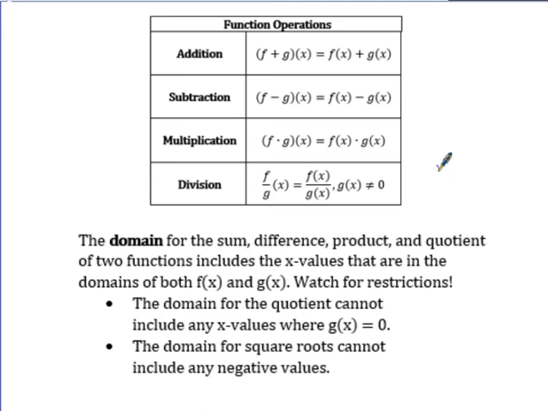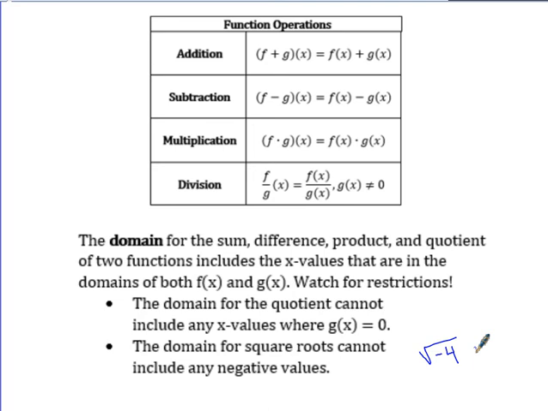One of those things would be a square root. We know that if I have the square root of -4, that's an imaginary number, that's not a real number. We're not going to graph imaginary numbers in Algebra 2. So we would say that x cannot be anything negative if there is a square root.